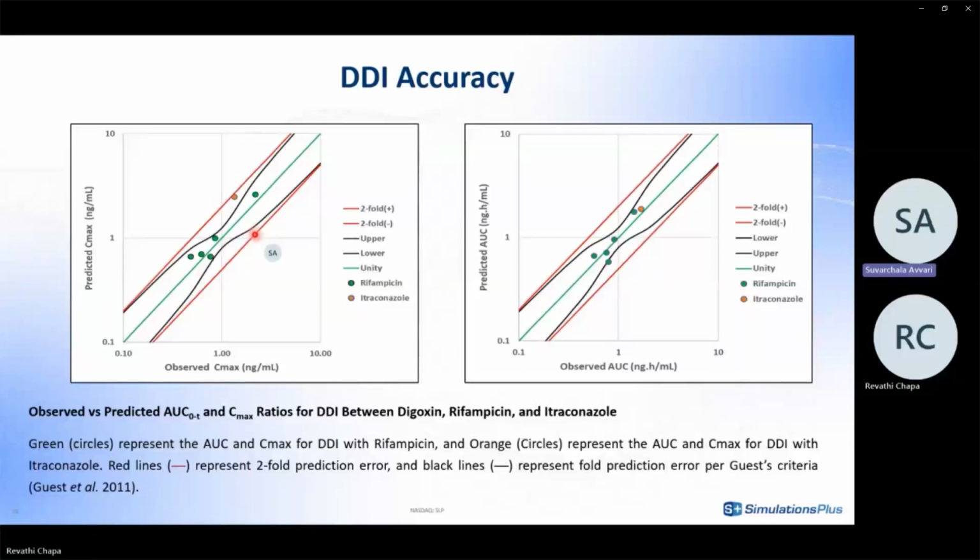So when we look at the overall prediction accuracy for both Cmax and AUC when digoxin is co-administered with the PGP perpetrators rifampicin and itraconazole, we can see that the model reasonably predicted both the Cmax and AUC, and most of the predictions are close to the unity line, and if not, they are within the twofold prediction errors.